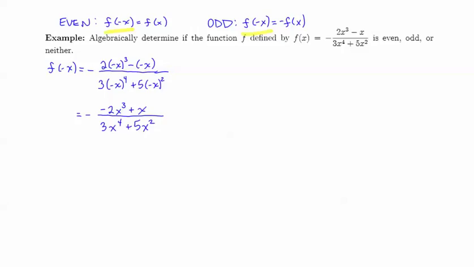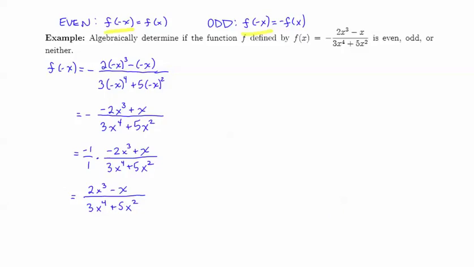So let's continue simplifying f of negative x. To do so, the easiest thing will be to look at this negative out front and to work with it as a coefficient of negative 1. So we have the opposite of this expression. We can work with that as negative 1 over 1 times this rational expression we have on the right. So we'll have negative 1 over 1 times then this negative 2x cubed plus x over 3x to the fourth plus 5x squared. And when we multiply that through, in the numerator we'll get 2x cubed minus x, and that denominator will be 3x to the fourth plus 5x squared.